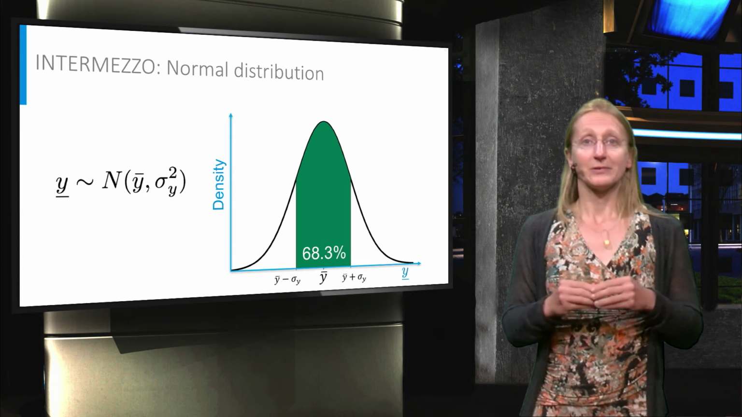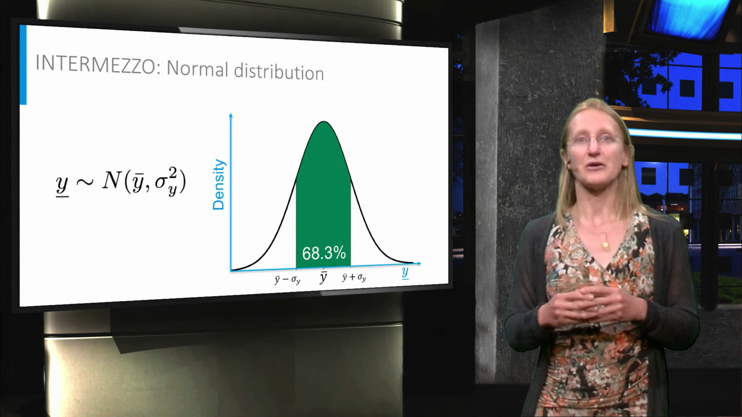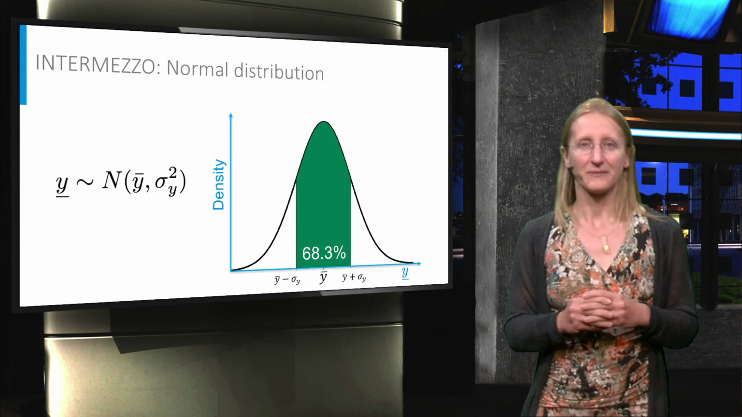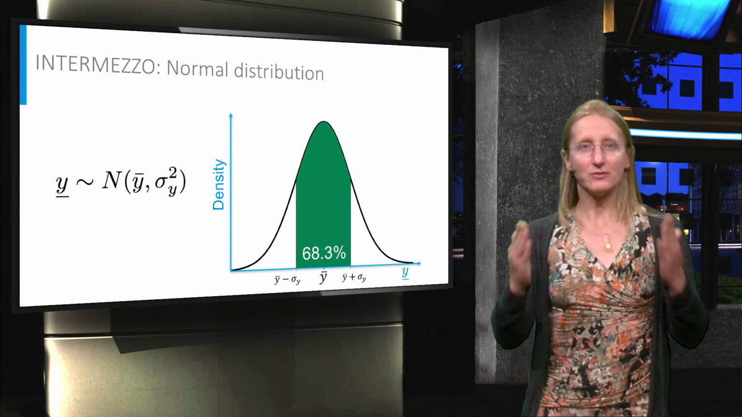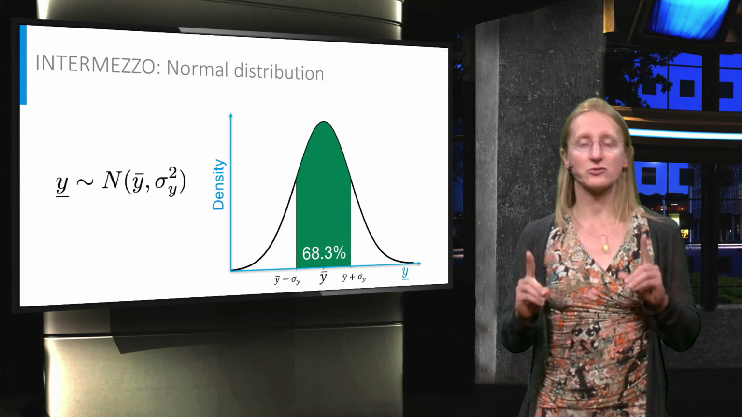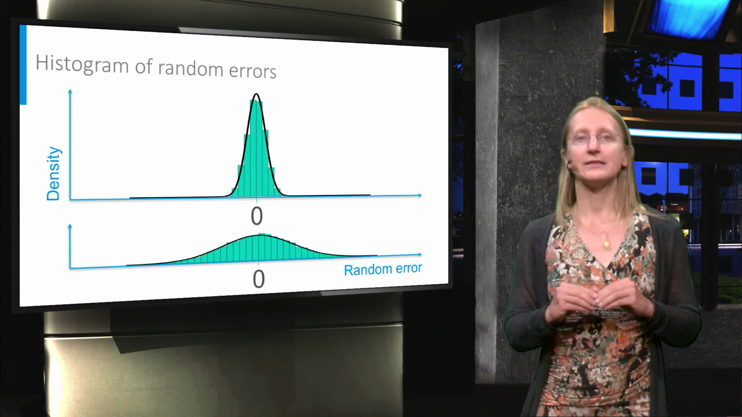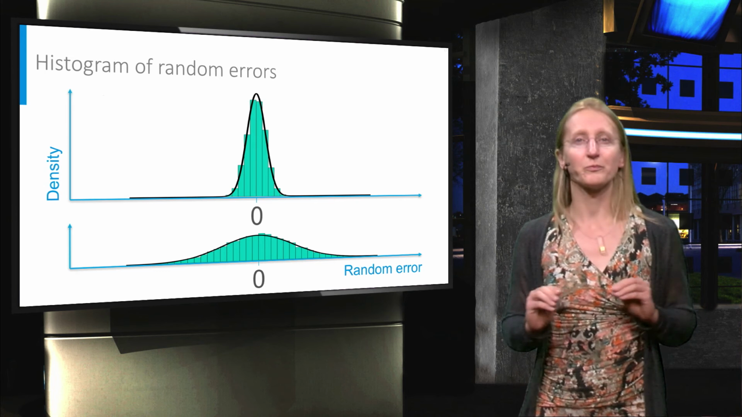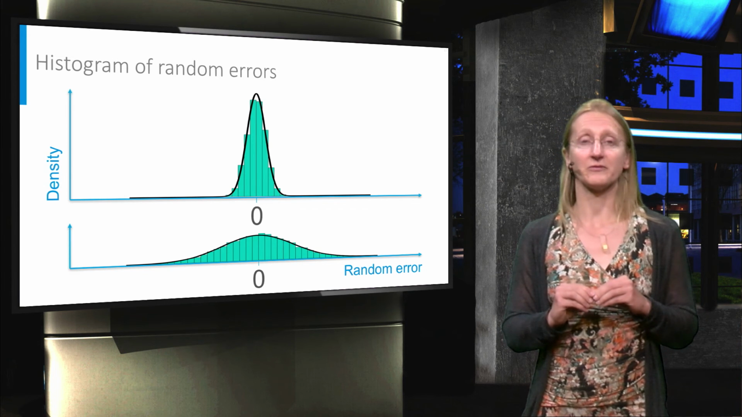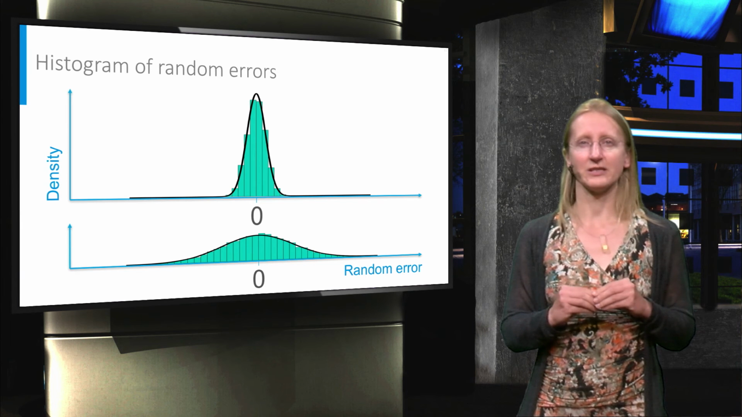Note that the underlining of y is used to indicate that this is a random variable. The normal PDF is thus the continuous function which describes the probability distribution of our random errors. Here you can see the histograms we had before, but now with the fitted normal density functions on top of it. But what is now the interpretation of the standard deviation?